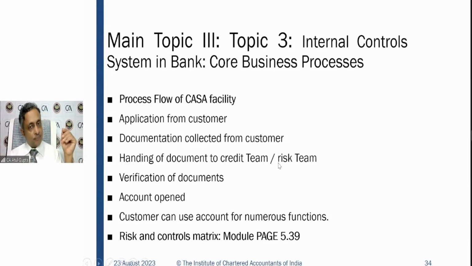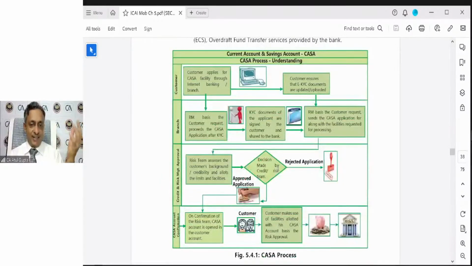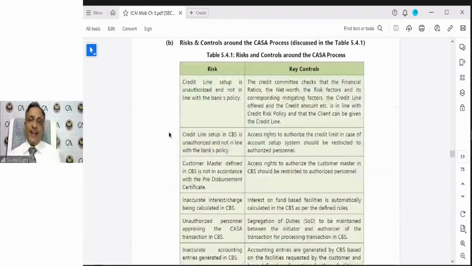Yes. Then let us go to the risk. For risk and control, we'll go to the module. So this is the process, and your process flowchart is also given in the module. You can remember this. And then risk and control for current account and saving account.